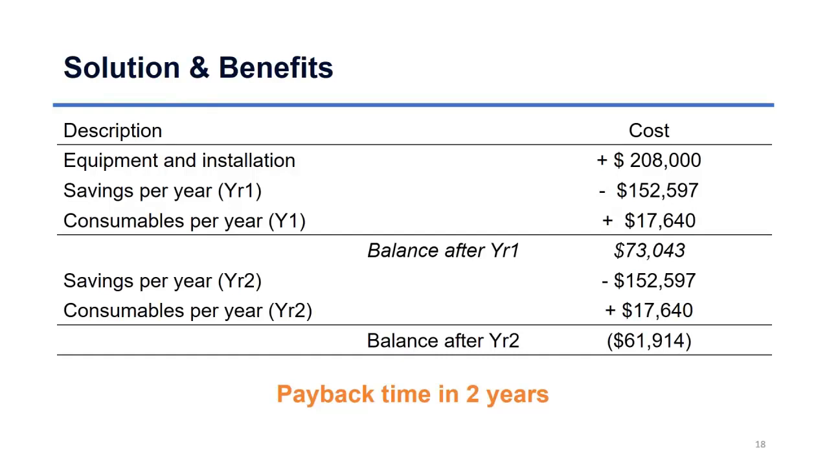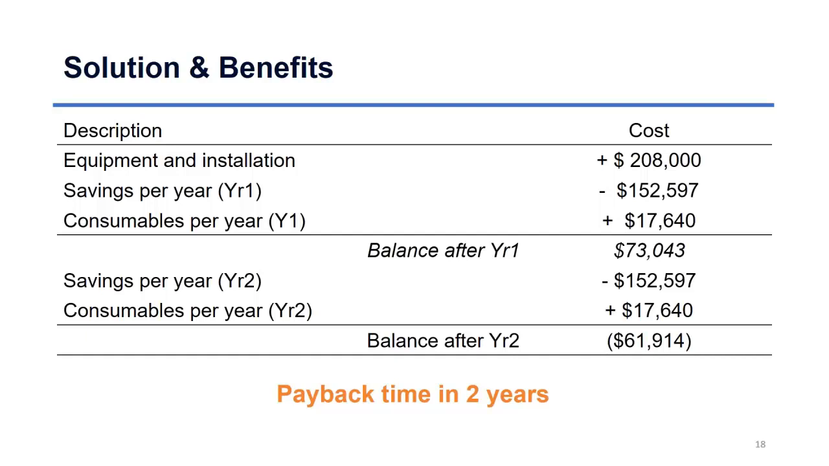So this specific grower spent $200,000 in the installation. He estimated that he was saving the $152,000 that he was spending on labor and replacing emitters. He was spending $17,000 on consumables. So his balance after the first year was $73,000. Then with the labor savings in year 2, very quickly he had already paid for this system.